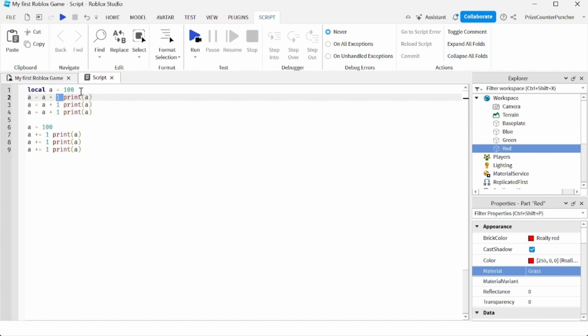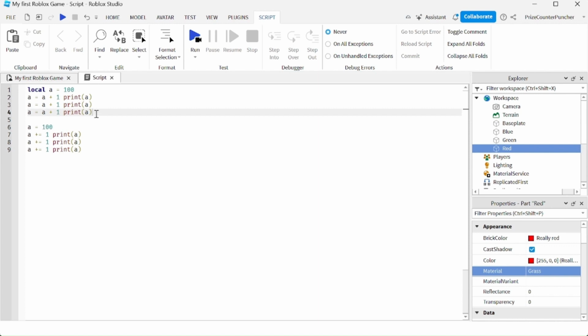So I have here a equals 100. And here a equals a, which is 100 plus 1. So now a is going to be 101. And then I print out a here. Then I go to the next line. So a here is 101 plus 1. It's going to be 102. And I print out 102. And here it's going to print 103.